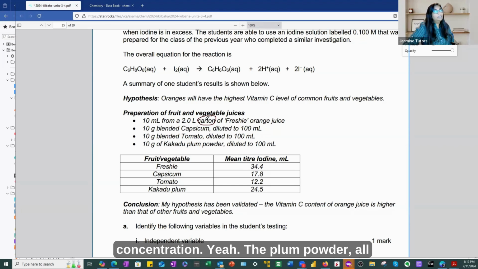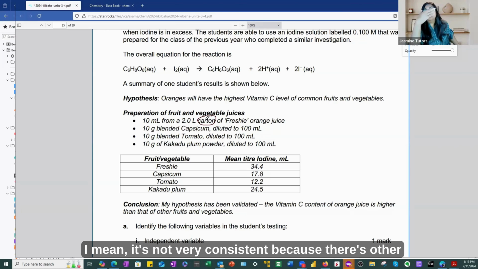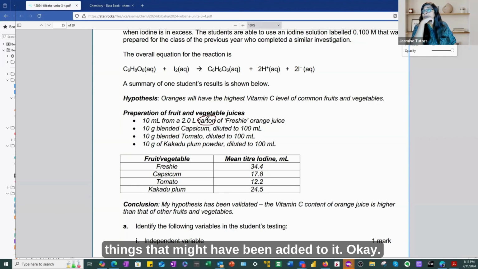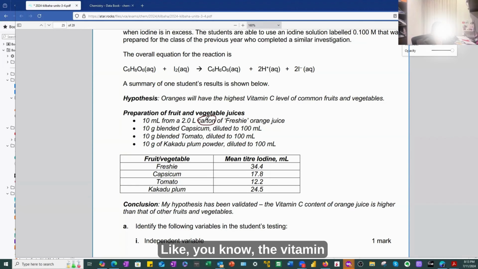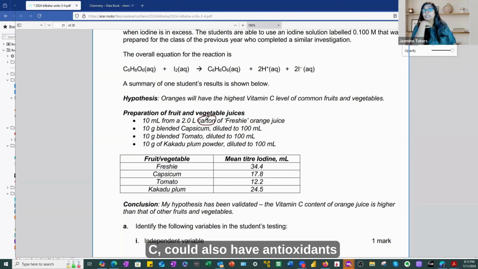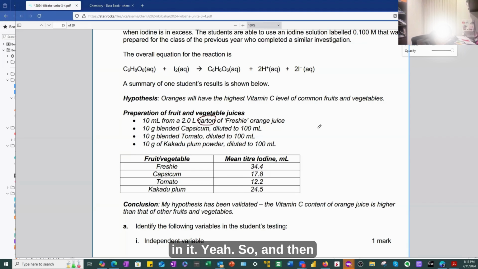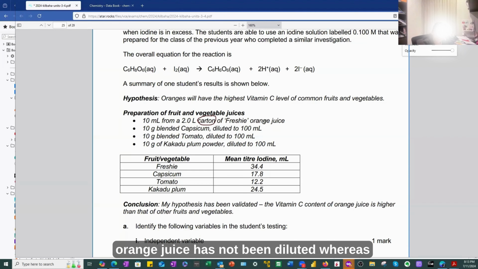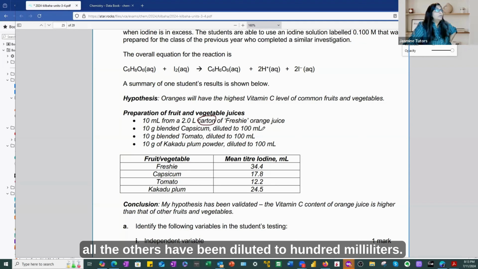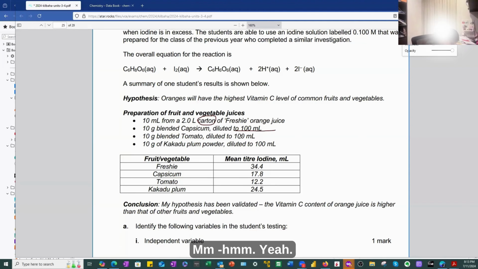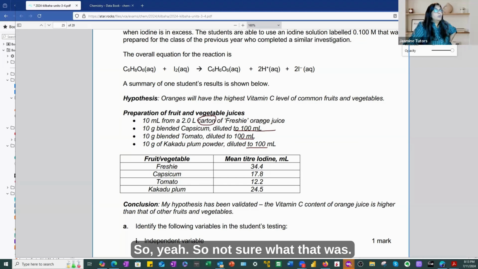The plum powder is also not very stable, not very consistent, because there are other things that might have been added to it. Iodine can also have a shelf life. The vitamin C could also have antioxidants in it. And the orange juice has not been diluted, whereas all the others have been diluted to 100 milliliters. So I'm not sure what that was.